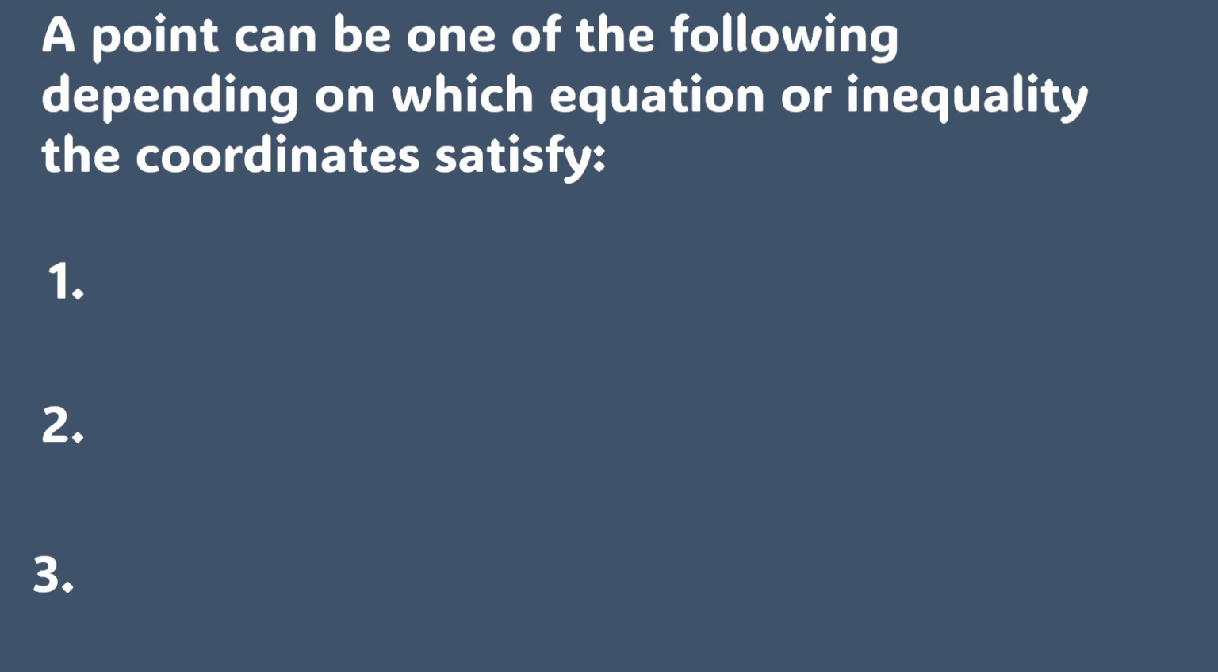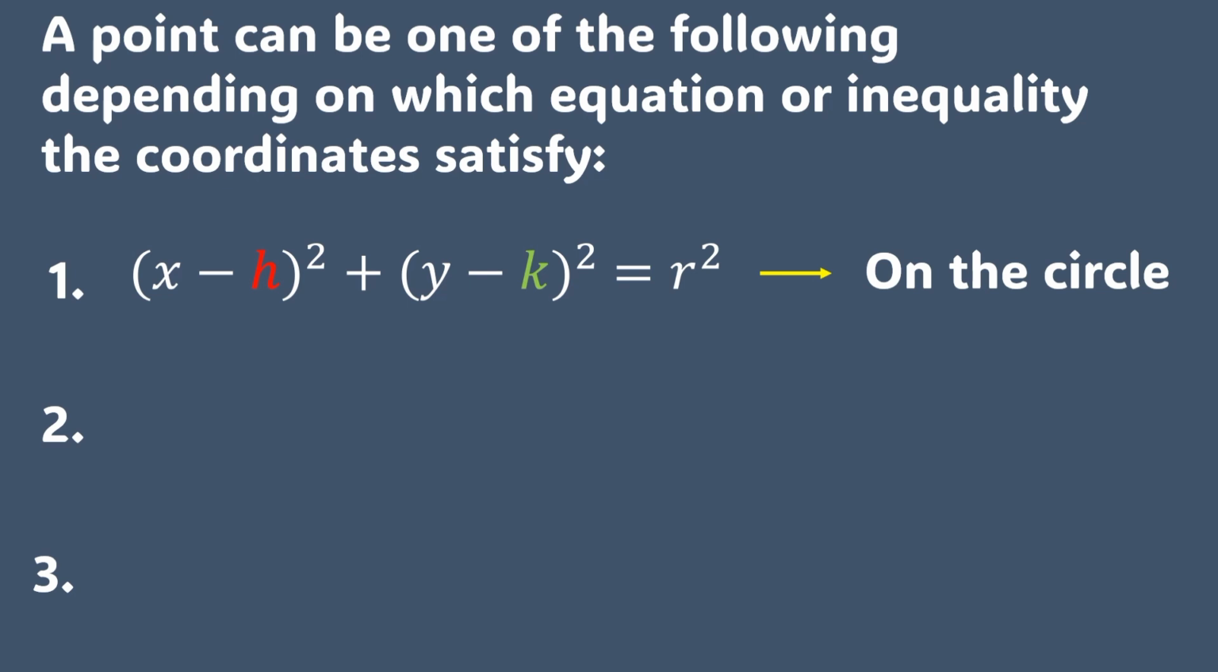A point can be one of the following depending on which equation or inequality the coordinates satisfy. Number 1, if the quantity of x minus h squared plus the quantity of y minus k squared is equal to r squared, then the point is on the circle.